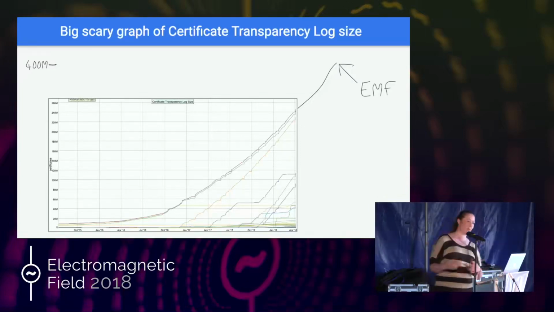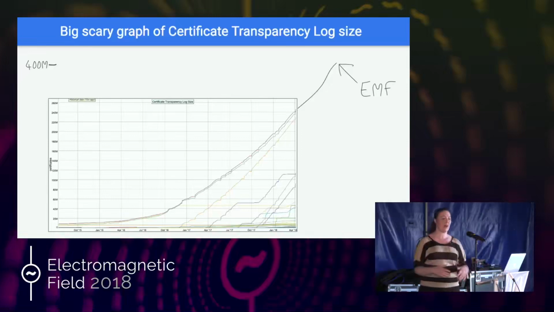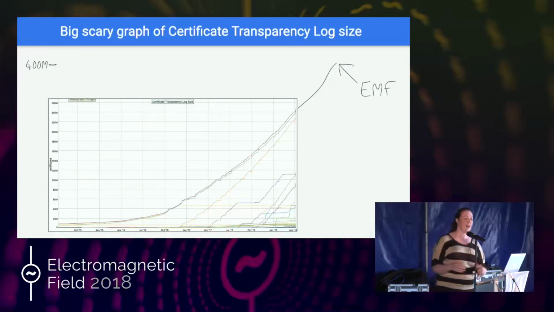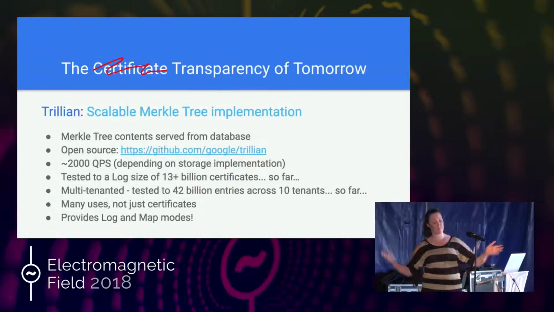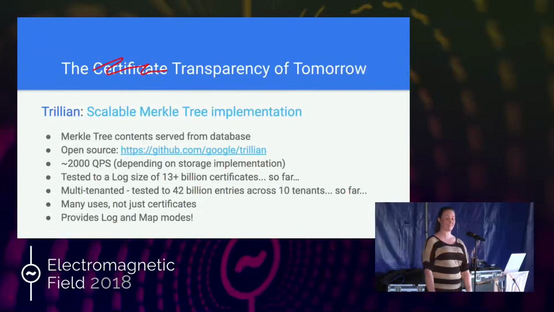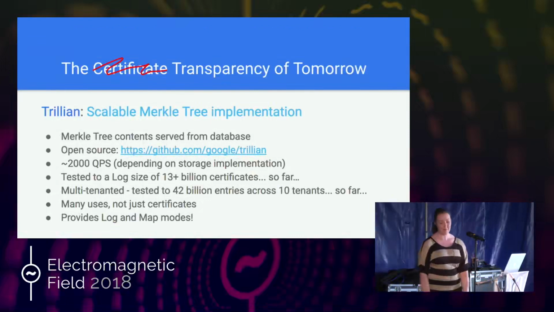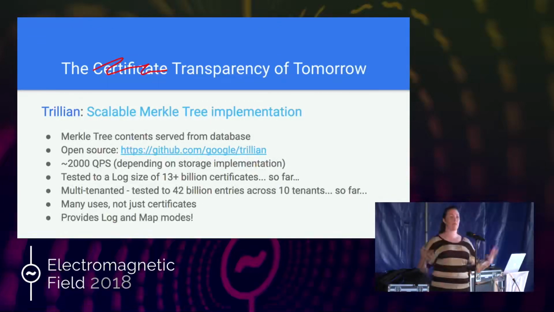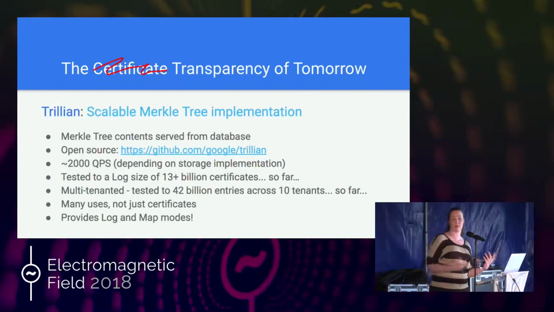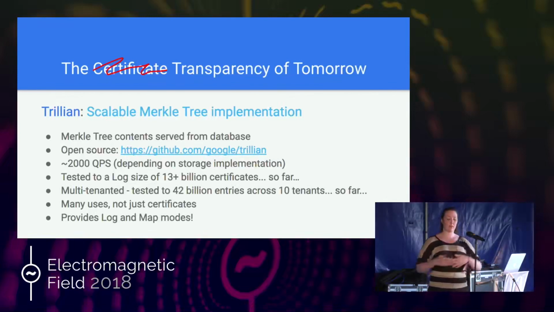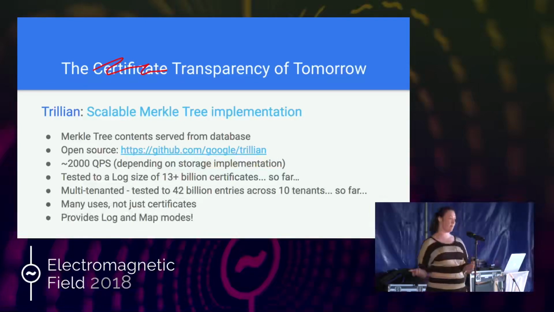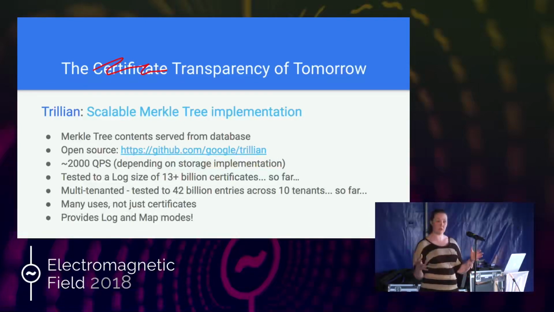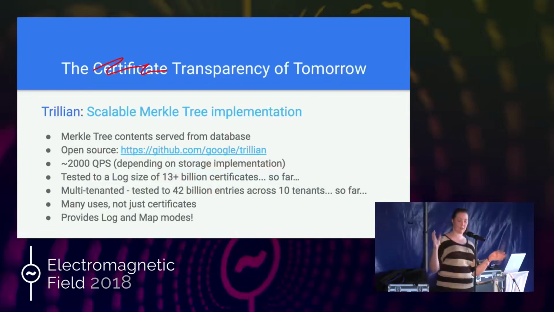So when we saw this coming, it wasn't like, now what are we going to do? What this led to was me and a bunch of the guys that I work with developing this thing called Trillian. And what Trillian is, is a scalable Merkle tree implementation. And we use this scalable Merkle tree implementation to back our certificate transparency logs. Now, the difference with Trillian is that the Merkle tree contents are actually stored in a database instead of being stored in memory. Trillian is open source, so you can go and check it out if you're interested.